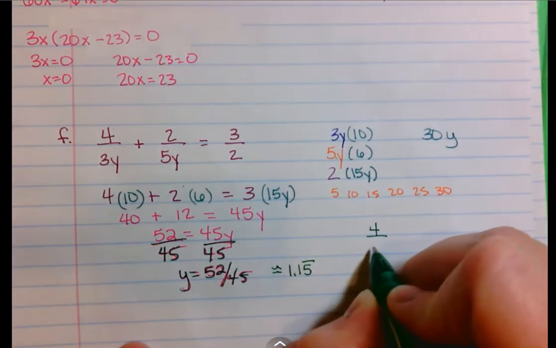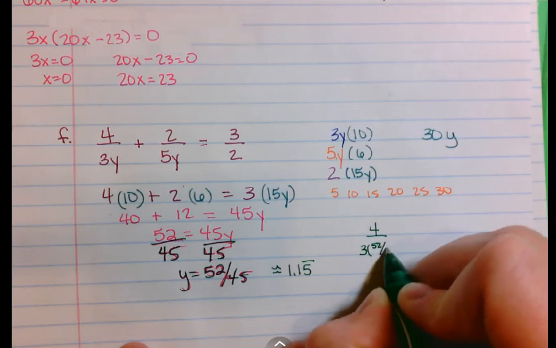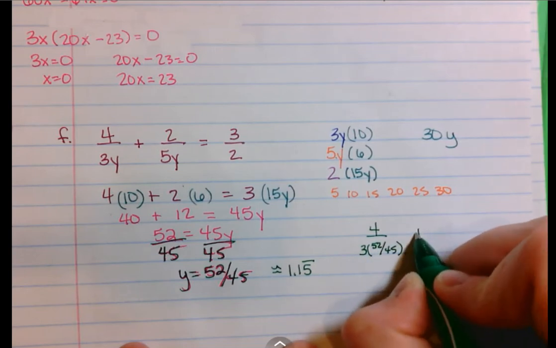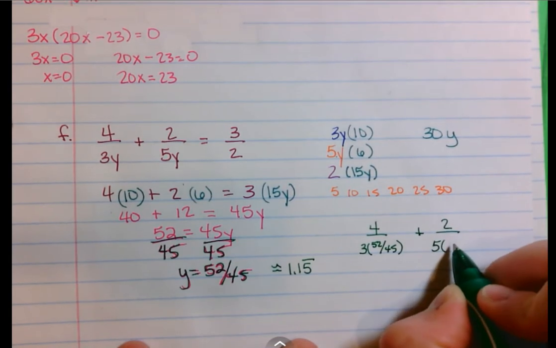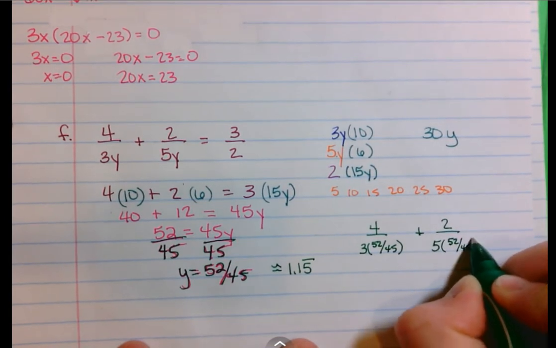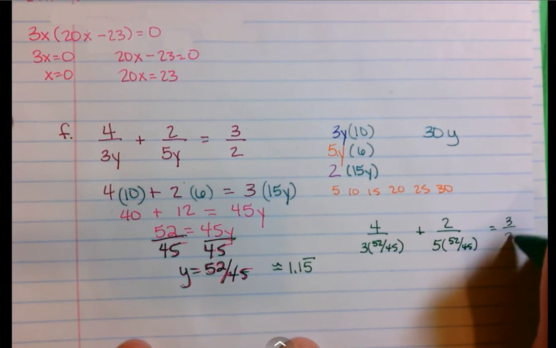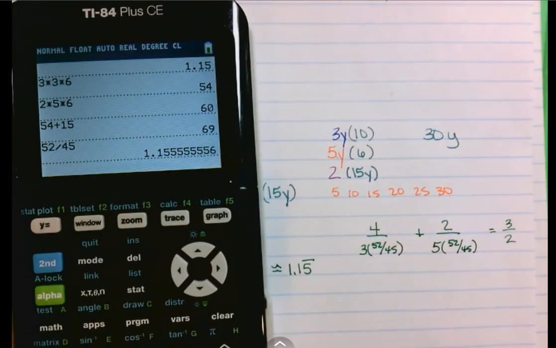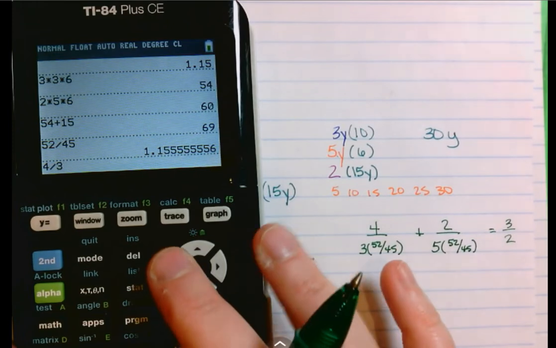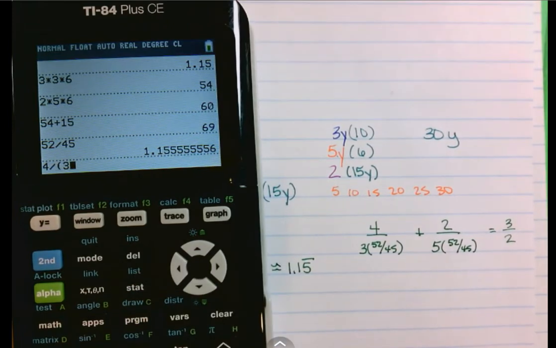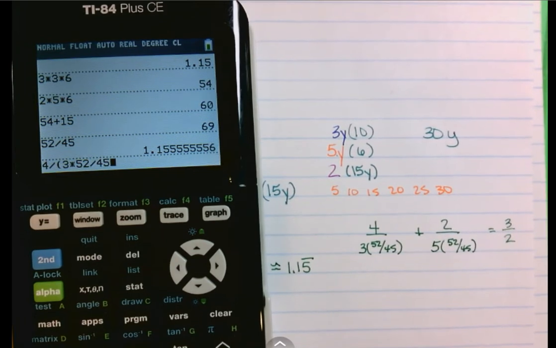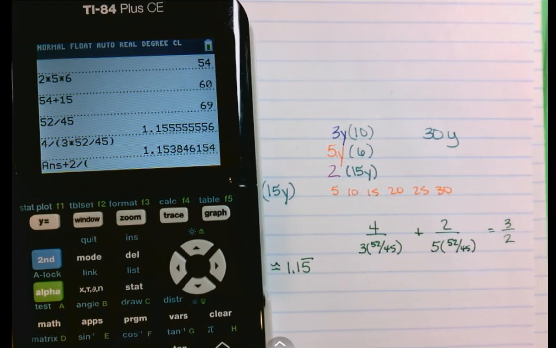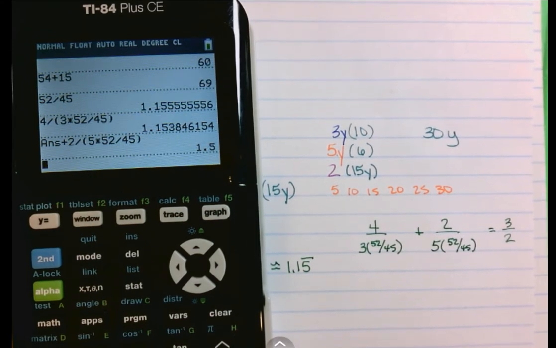So 4 over 3 times 52 45ths plus 2 over 5 times 52 45ths equals 3 halves. So, in my calculator, this is how I would do it. I would go 4 divided by 3 in parentheses times 52 divided by 45, enter, plus 2 divided by parenthesis 5 times 52 divided by 45, enter, and I get 1.5.